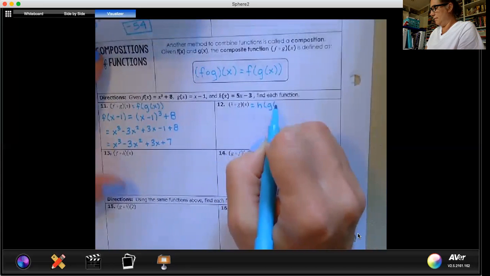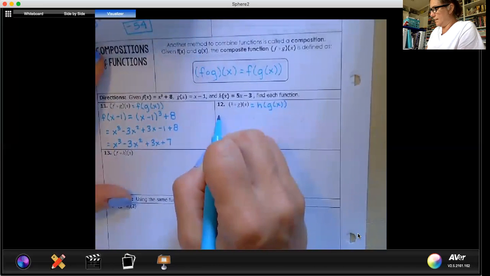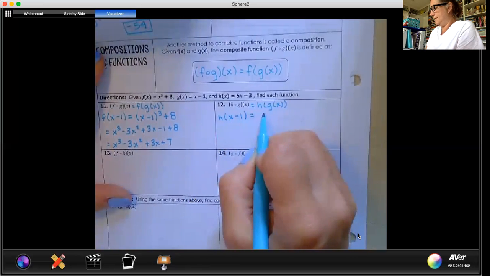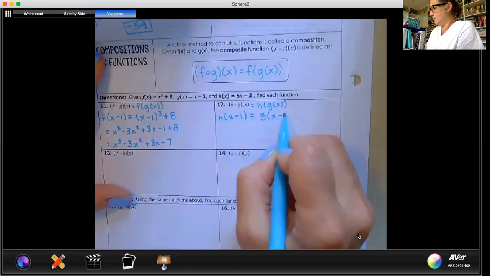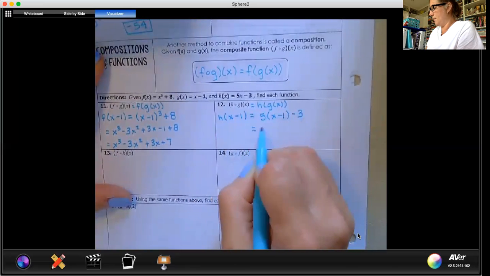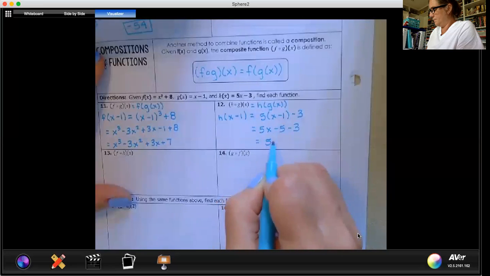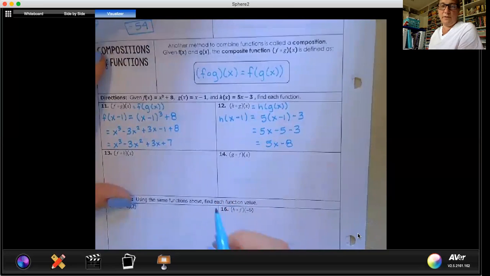H of g of x, write the letter on the outside, value on the inside. This one's easy. 5 times x minus 1 minus 3, distributive property, and combine like terms. That one's much nicer than number 11.